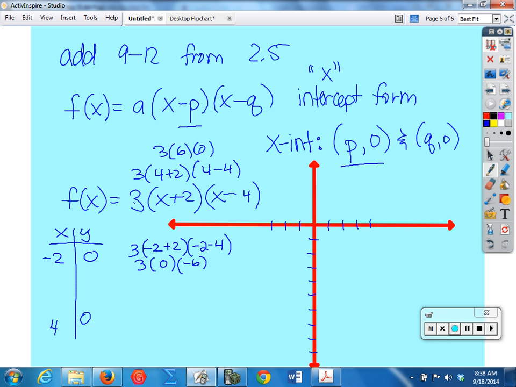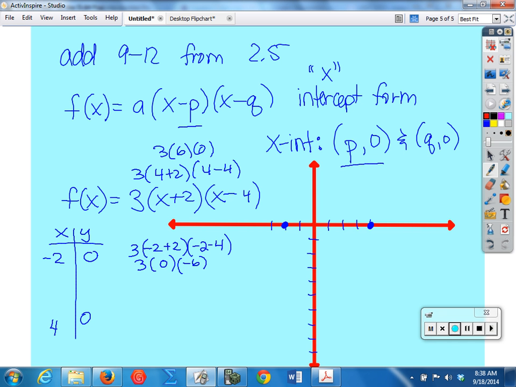So here's negative 2, 0, and 4, 0. And then you have to figure out, maybe, can I figure out the y-intercept? That would be a good one to have, because you kind of want to make sure you cross at the right spot. Where is the y-intercept going to be? When I plug in 0, right? So let's kind of plug in 0 somewhere.